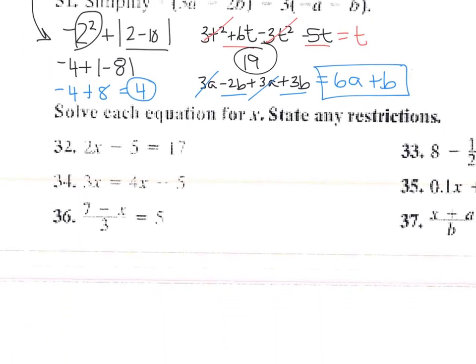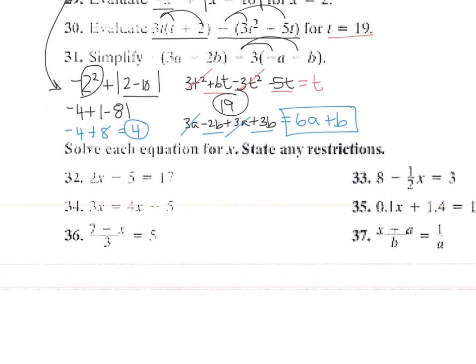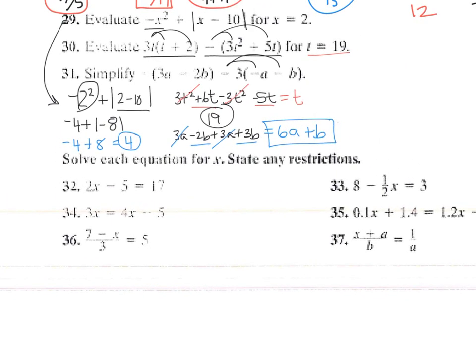And down here, solve for x, state any restrictions. Stating restrictions is more of what you're going to do in Algebra 2, but when you state restrictions, it means that you do not want a 0 in the denominator ever. So when there comes up one, I'll explain it. You don't want a 0 in the denominator.